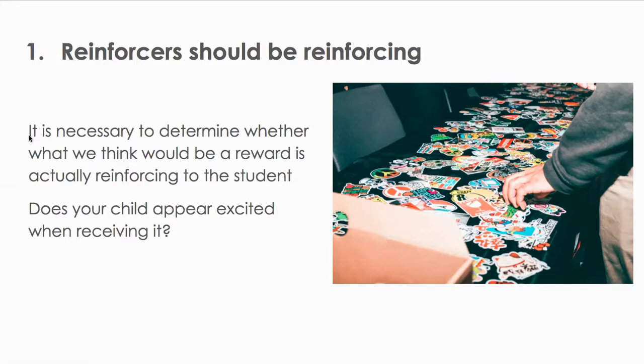So when we look at these words here, it is necessary to determine whether what we think would be a reward is actually reinforcing to the student. Does your child appear excited when receiving it? That's one way to know. Another way to know is do something called a stimulus preference assessment. It's basically just a way to check what they like. So find out what they like. You can do like a survey. You can ask them. You can ask their parents. You just want to make sure that what you're using is actually what they want.